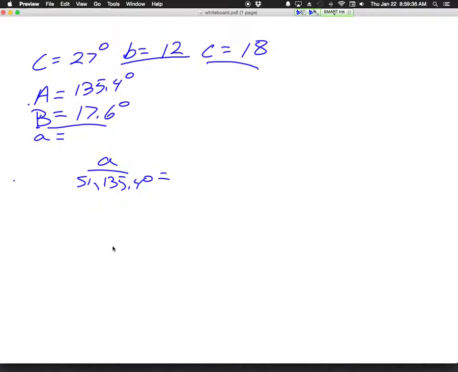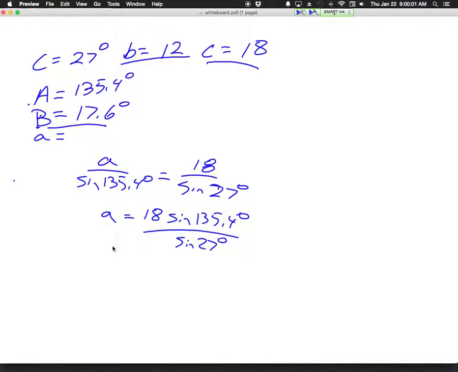No. I want to do C because why, Bobby? Because I found B. I always want to use the information they gave me if possible. Okay, so I want to use 18 over sine of 27. Move the A or move the sine over. So A equals 18 sine of 135.4 over sine of 27.